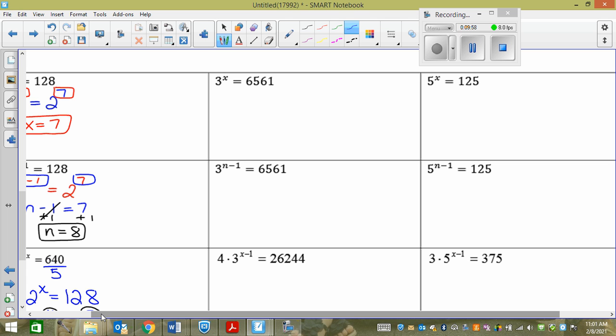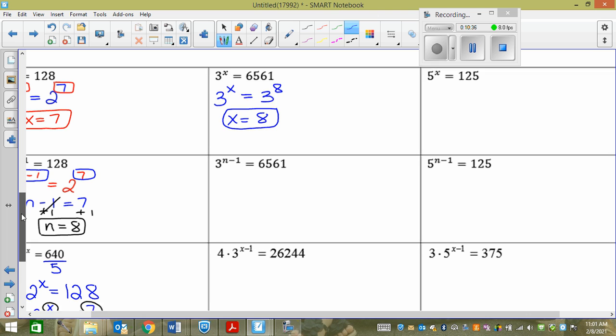3 to the 4 is 81. 3 to the 5 is not right. I'm thinking 3 to the 6, 3 to the 7. I don't know which one. Maybe it's higher than that. What is it? 3 to the 8. So we get 3 to the x equals 3 to the 8. So what can we say now? X is equal to 8. You try box 2 and 3 in the middle.